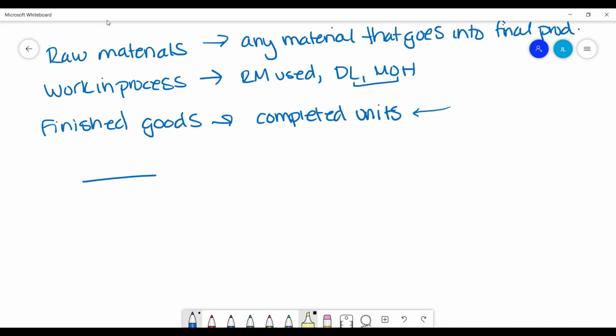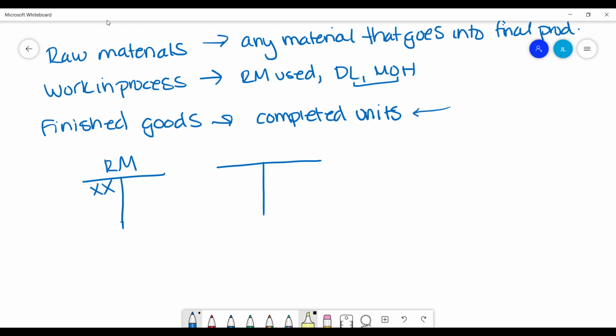Okay, so raw materials. We'll have raw materials sitting in inventory, right? Raw materials, whether indirect or direct materials, that I'm going to use to make my products, right?